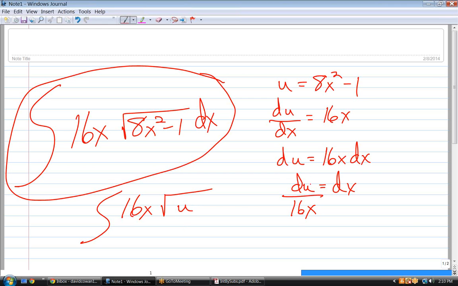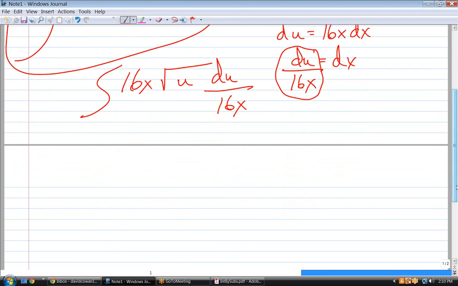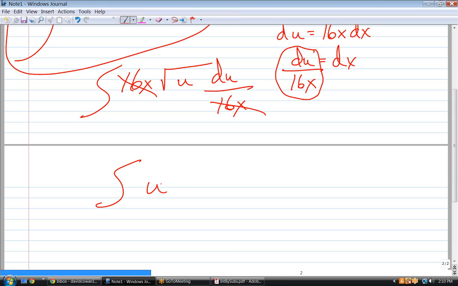Instead of dx, I'm going to write that. And now a magical thing happens. We get rid of the 16x, which is necessary because you cannot integrate an integral in u if there's a variable in x in there. So we end up with this, which is easily integratable.